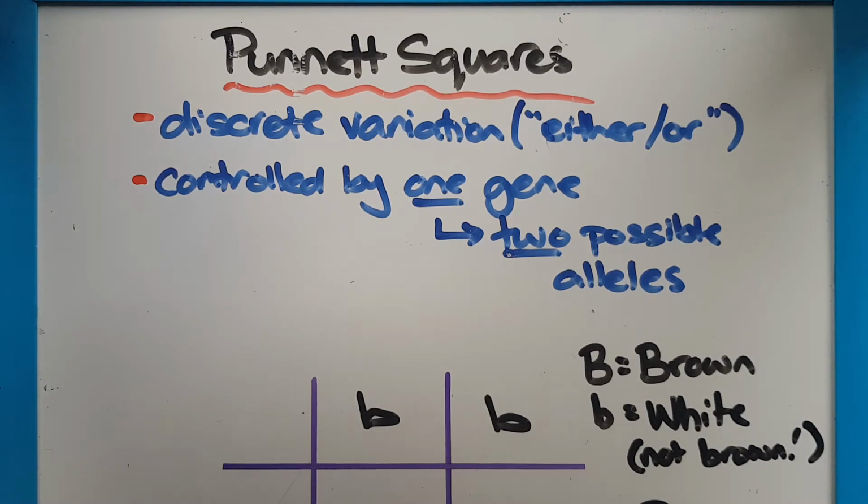So whenever it can be something or another, it's either this or that. Usually it's a description, so brown fur or white fur. Long tail or short tail for certain things. Hitchhiker's thumb or normal thumb, that sort of thing.